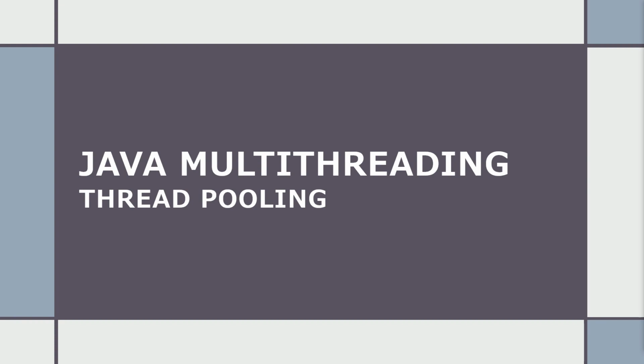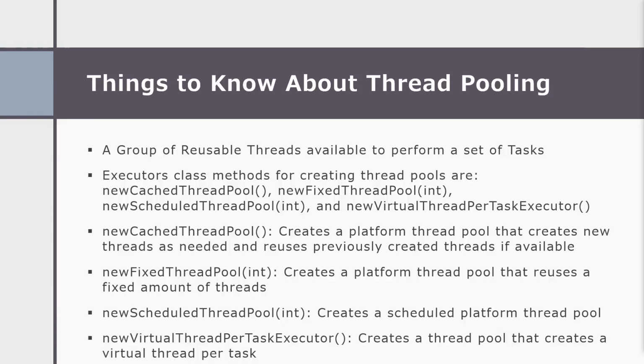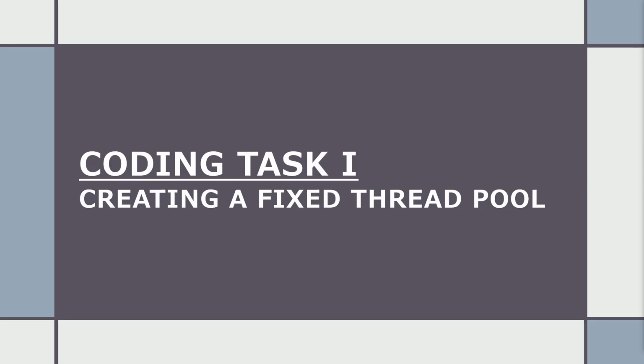In this lesson, I'll cover thread pooling. A thread pool is a group of reusable threads that perform a set of tasks, and methods for creating thread pools are newCachedThreadPool, newFixedThreadPool, newScheduledThreadPool, and newVirtualThreadPerTaskExecutor. In this coding task, we will create a fixed thread pool.